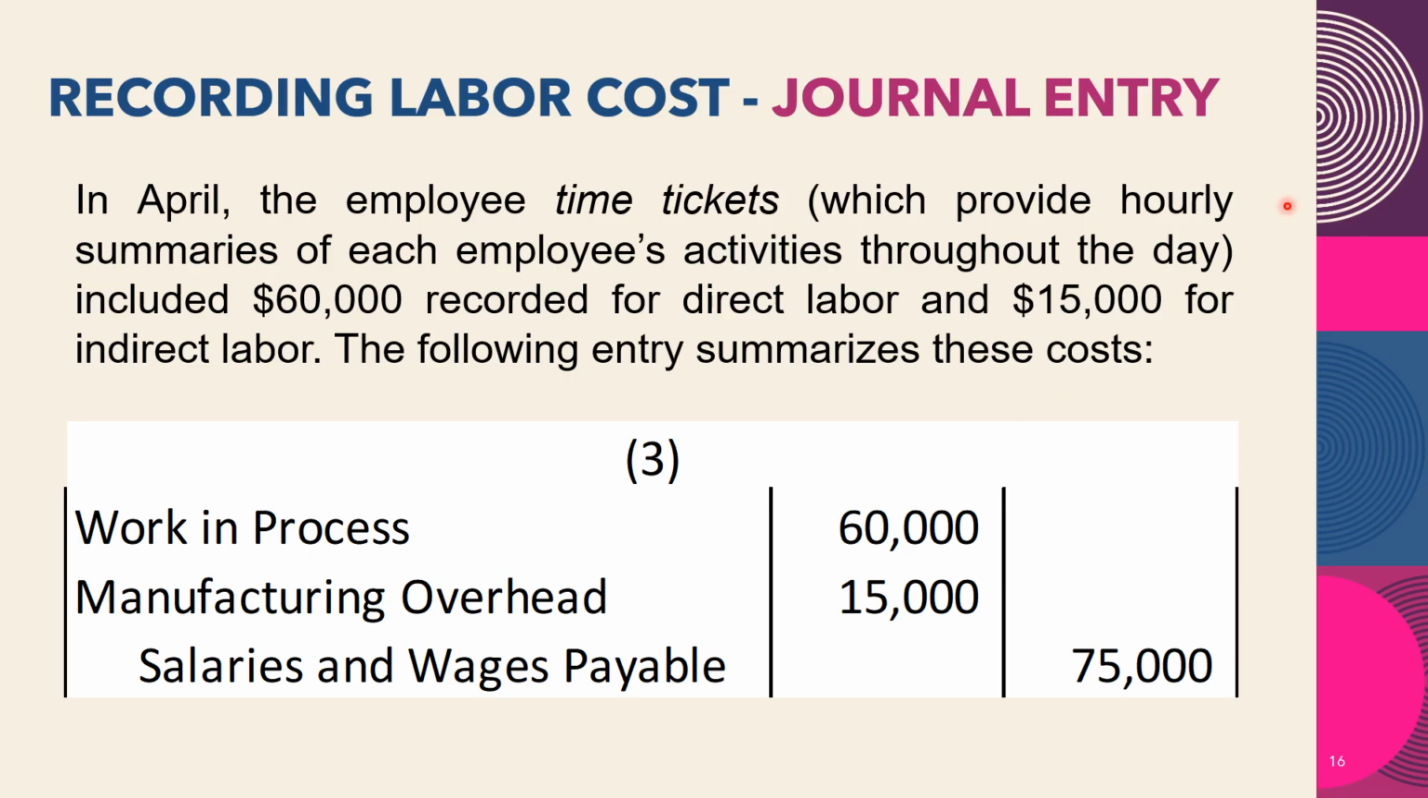In April, the employee time tickets, which provide hourly summaries of each employee's activities throughout the day, included $60,000 recorded for direct labor and $15,000 for indirect labor. The following entry summarizes this cost. So you debit work in process by $60,000, which is the direct labor. You also debit manufacturing overhead by $15,000, which is indirect labor, and you credit salaries and wages payable by $75,000.